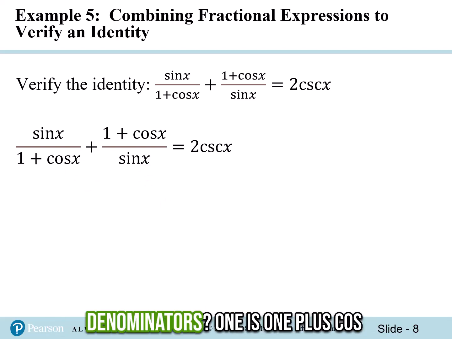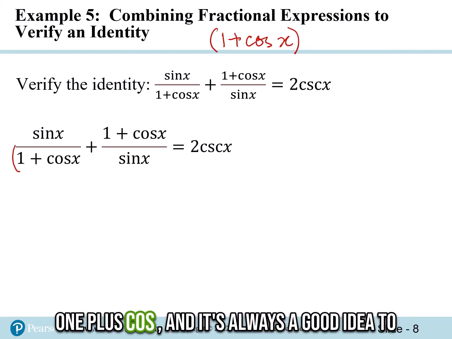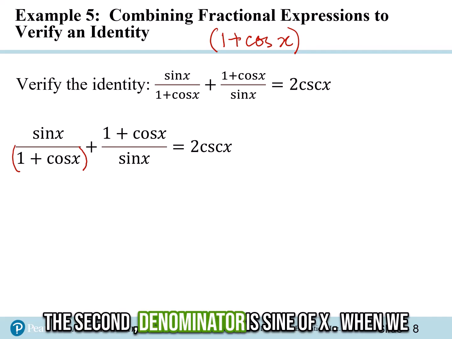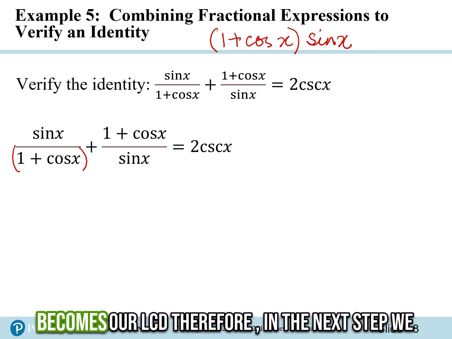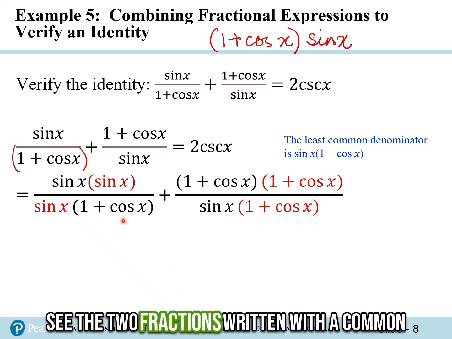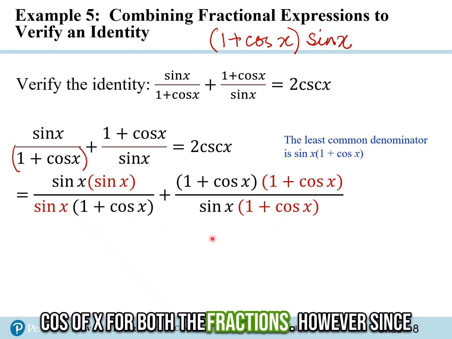What are the two denominators? The first fraction has a denominator which is 1 plus cos of x, and it's always a good idea to surround the expression with brackets. And the second denominator is sine of x. When we multiply sine of x by 1 plus cos of x, that becomes our LCD. Therefore, in the next step, we see the two fractions written with a common denominator, right? Sine of x times 1 plus cos of x for both the fractions.